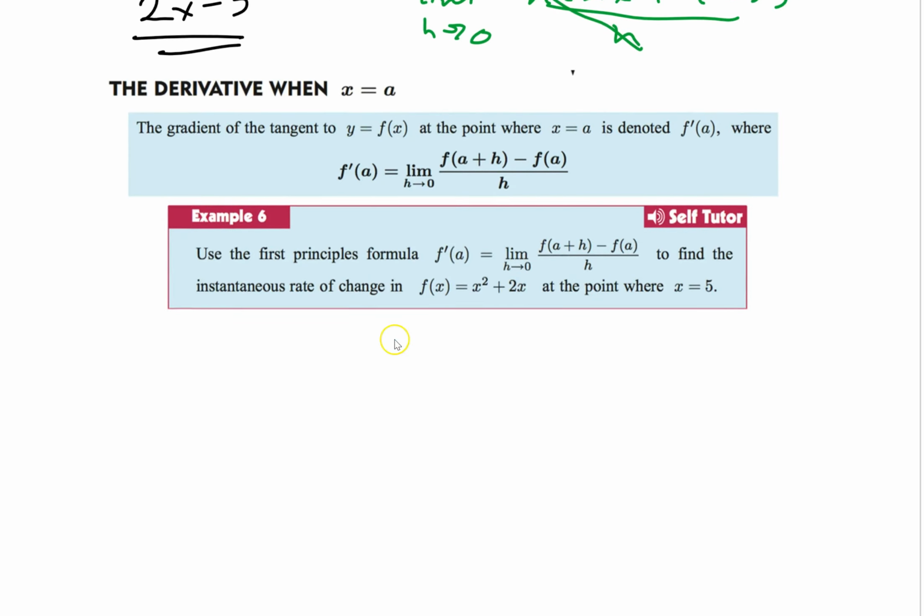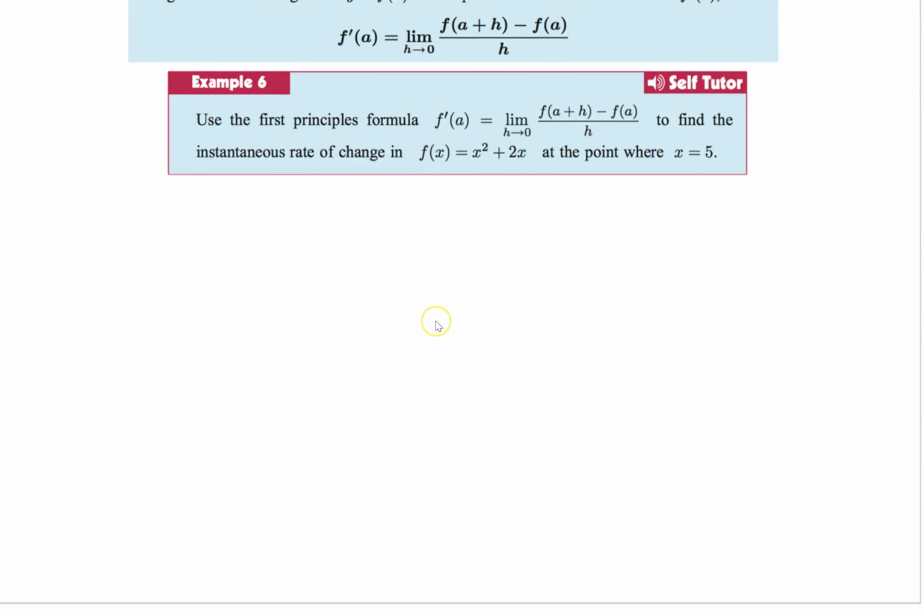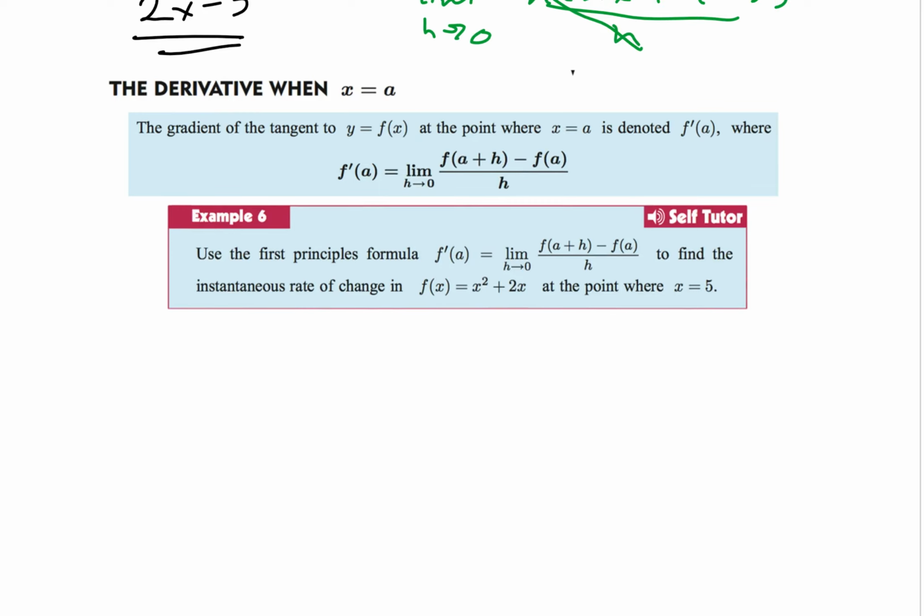I'm not going to spend too much time on it. But the idea behind this stuff is the same idea, but now instead of just saying what's the derivative, they'll give you a point. They'll tell you what the a value is. Like, look at this. Probably the best example is right here. Take the derivative of this, but use x equals 5. So we want x equals 5.